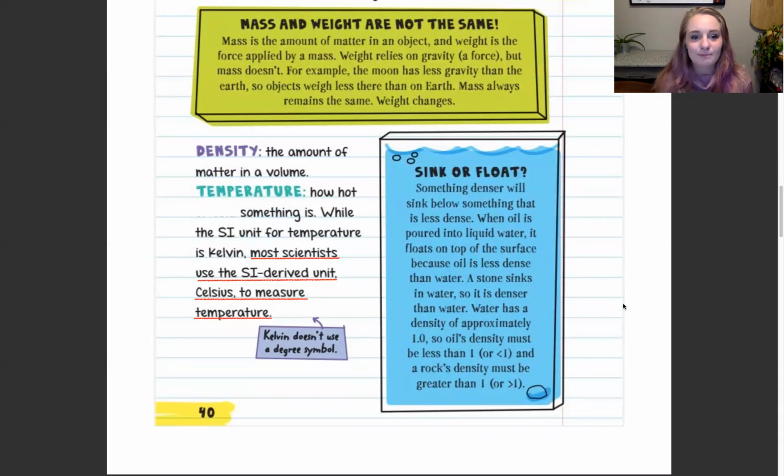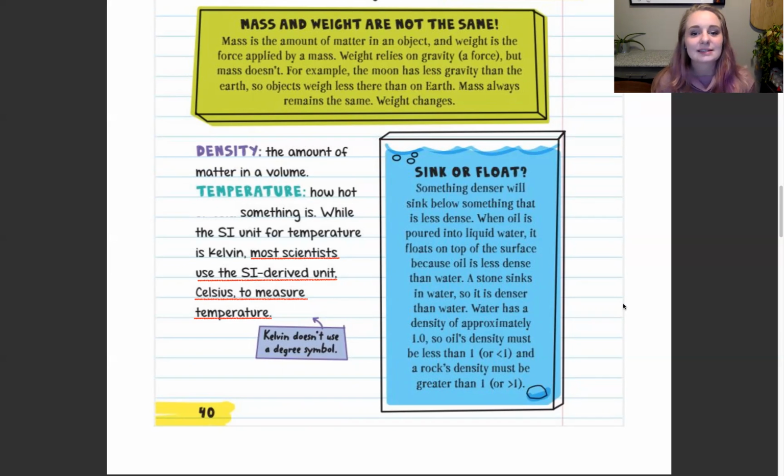Density is the amount of matter in a volume, and temperature is measuring how hot something is. The SI unit for temperature is technically Kelvin, but most scientists use Celsius to measure temperature. Kelvin doesn't have that little degree symbol on it. Celsius does, like Fahrenheit.